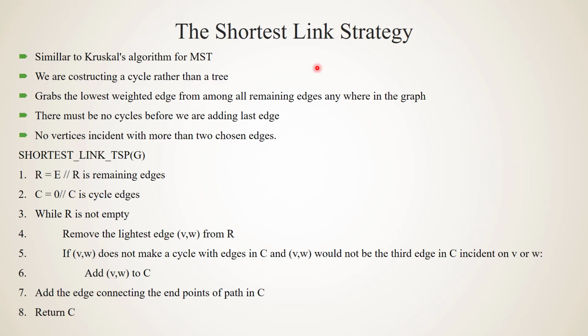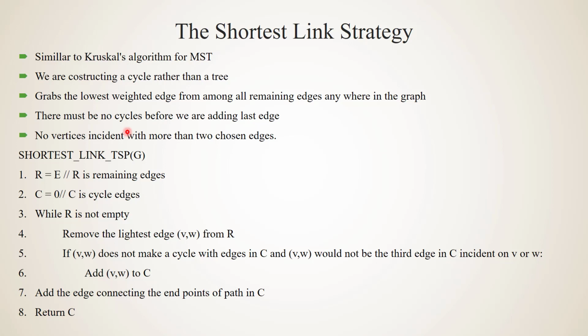Next is the shortest link strategy. Similar to Kruskal's algorithm for minimum spanning tree, we are constructing a cycle rather than a tree. It grabs the lowest weighted edge from among all remaining edges anywhere in the graph. There must be no cycles before we add the last edge.